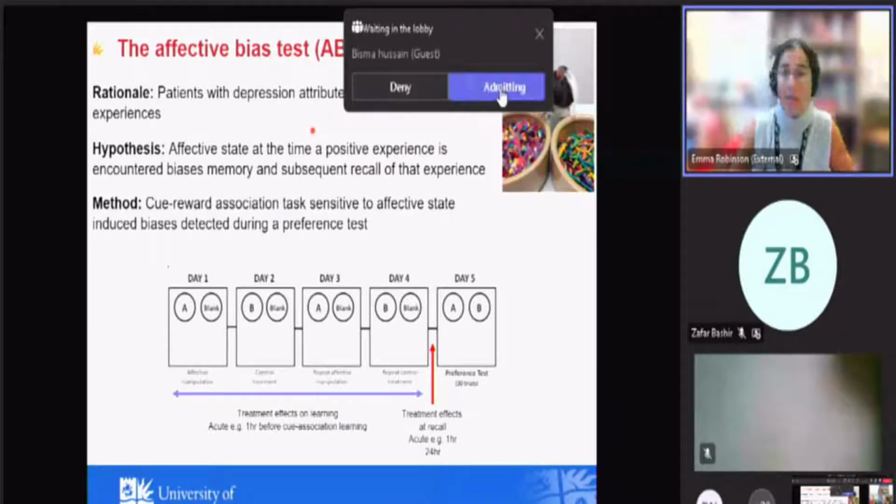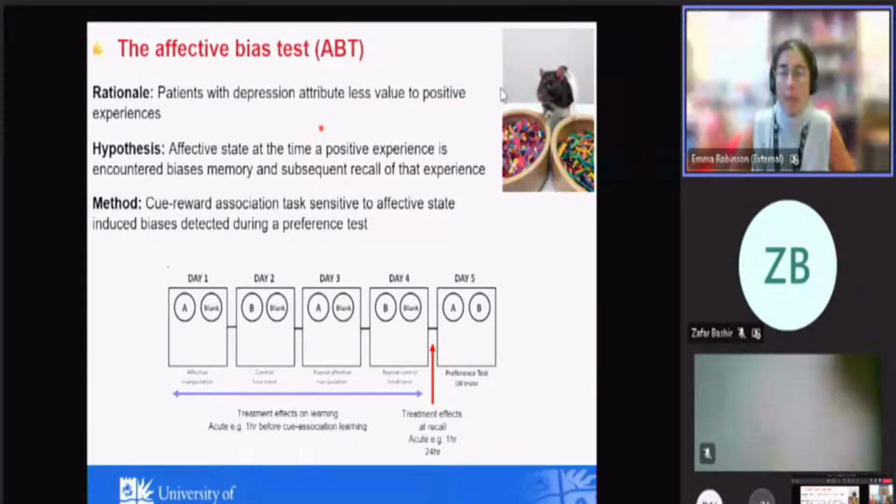And it's something I'm very aware of: you talk to these people who've been out and had the same experience as you've had, but when you talk about it, their memory seems to be much more negative, or certainly less positive than yours. And I wondered whether we could model that quite simple idea in animals, if we generate a hypothesis that affective state at the time a positive experience is encountered can bias the memory, and that when you subsequently retrieve that memory, in people with depression, that reward value is less.